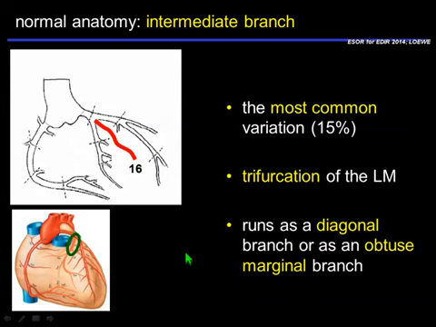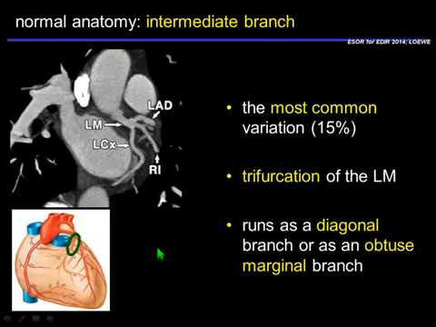And if such an intermediate branch is present, usually we see just one diagonal branch and or just one obtuse marginal branch. So this is such an example of such a trifurcation: left main, LID, intermediate branch, and a circumflex artery.